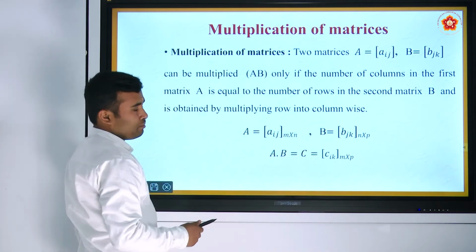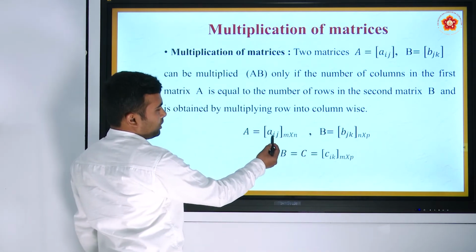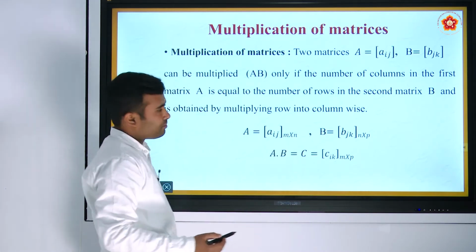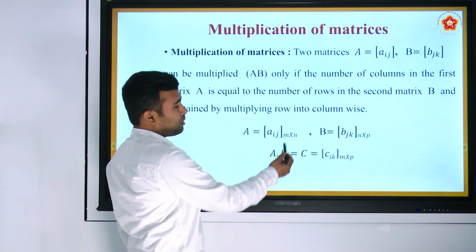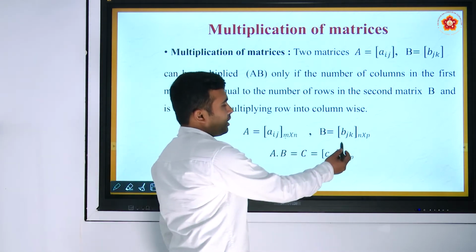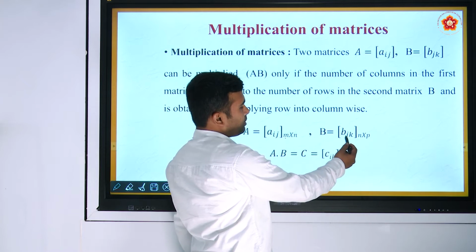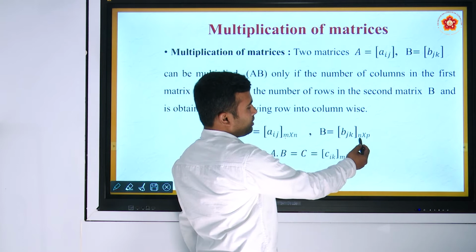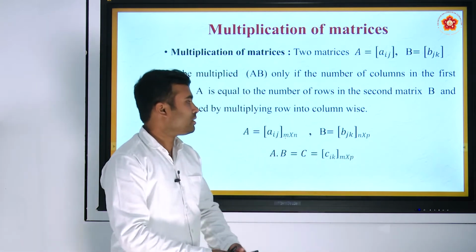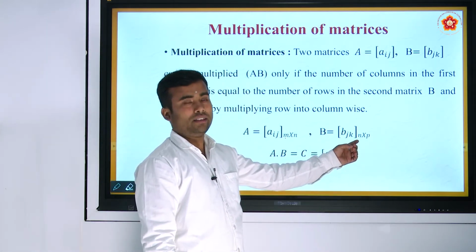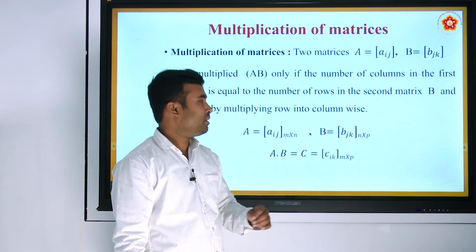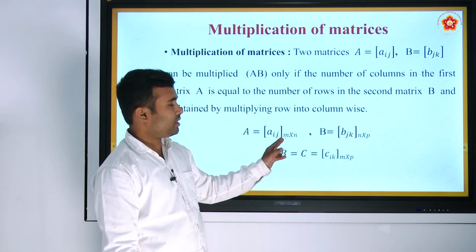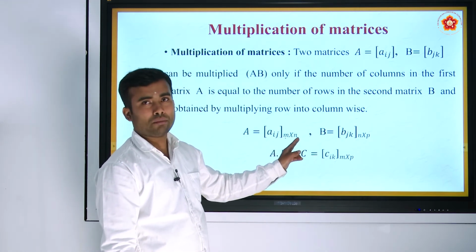See, here we have one example. A is equal to Aij, and the order of this matrix is m by n. The number of rows is m and the number of columns is n. In the other matrix, B is equal to Bjk, and the order of this matrix is n by p. Here the number of rows is n and the number of columns is p.